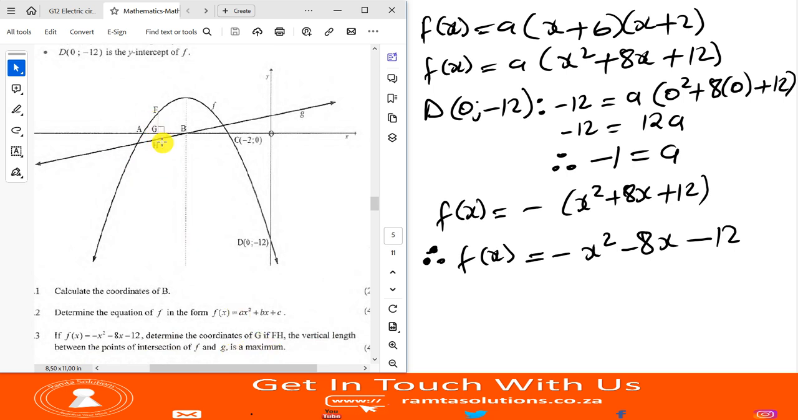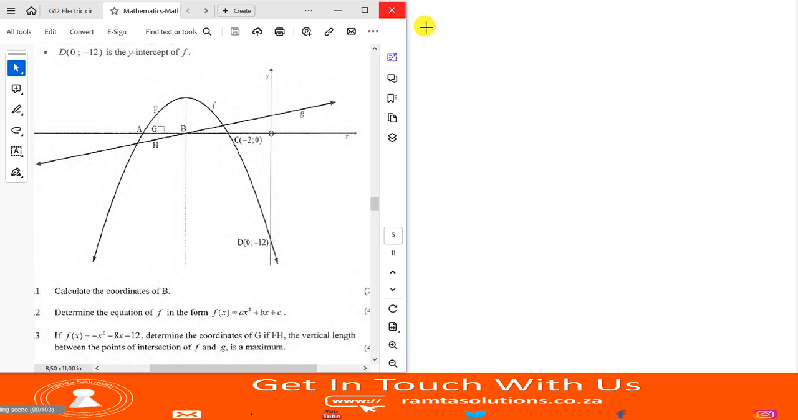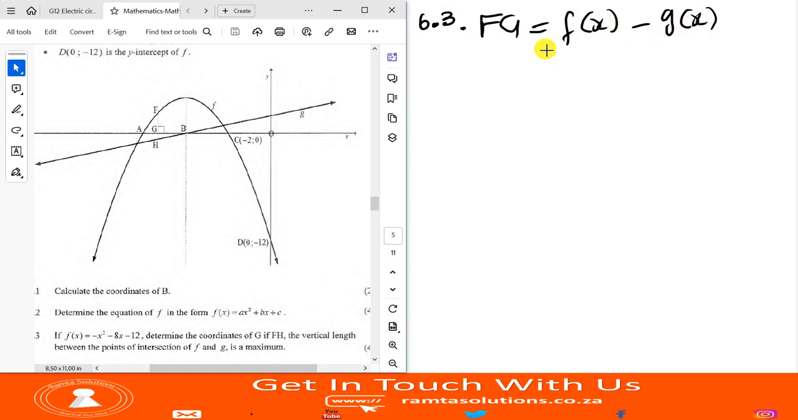So when they say this, to find FG, let me go to the next page. To find FG, we will say, well, not FG, you are f of x, because we don't know what your x values are. You are f of x minus g of x. And I think we will get a parabola that's frowning. What is f of x? It was -x squared minus 8x minus 12 minus. What was g of x? It was half x plus 2.